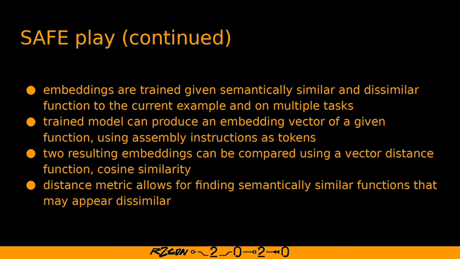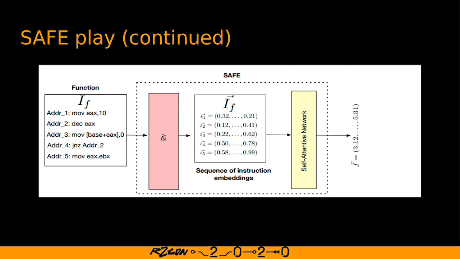The actual embeddings are trained given the semantically similar and dissimilar function next to each example, and then evaluated on multiple tasks. The model itself is trained in such a way so as to produce an embedding vector. For any two functions, you can use the resulting vectors to compute the distance between them, in this case using cosine similarity. And then the distance metric is interesting in that it allows you to compare two functions that may appear dissimilar in terms of not only how they look, but in particular in terms of the actual actions that these functions perform. Here is the example. You start with instructions and you end up with numbers.